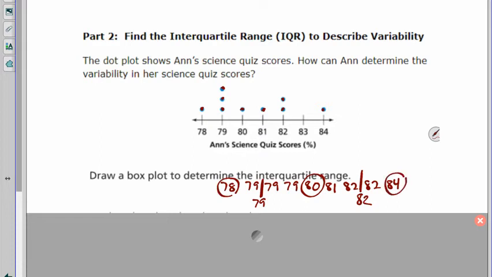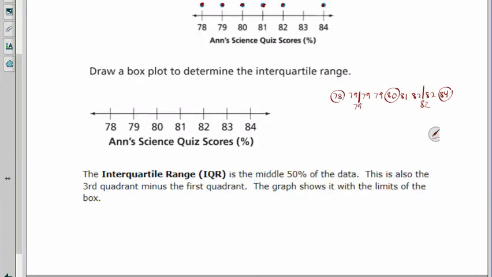And now I have all the five data points I need to do a box plot. So let's see, my minimum is 78, so I'll put a dot there. Got a 79 for my first quartile. Got an 80 for my second quartile. Got an 82 for my third quartile, and then the end goes to 84. Draw my box around the inner two quartiles, and there are my outer ones.